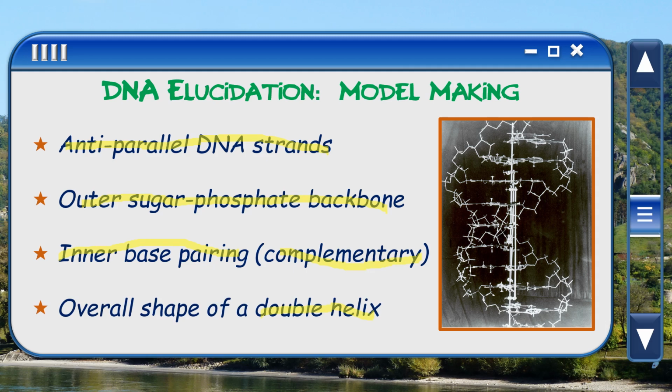Antiparallel: DNA strands facing in opposite directions. Outer sugar phosphate backbone: the outer layer contained a sugar and phosphate backbone. And then the inner layer was a complementary base pairing. What was joining the two strands was the base pairing from one side to the other, and then the overall shape, which is helical, a rotating shape.